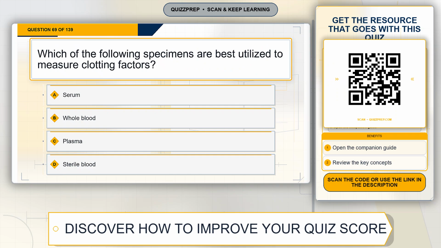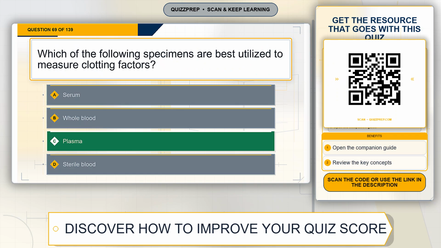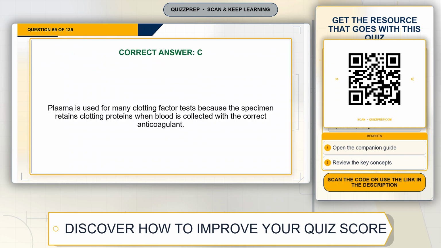Option D, sterile blood. The correct answer is option C, plasma. Explanation. Plasma is used for many clotting factor tests because the specimen retains clotting proteins when blood is collected with the correct anticoagulant.